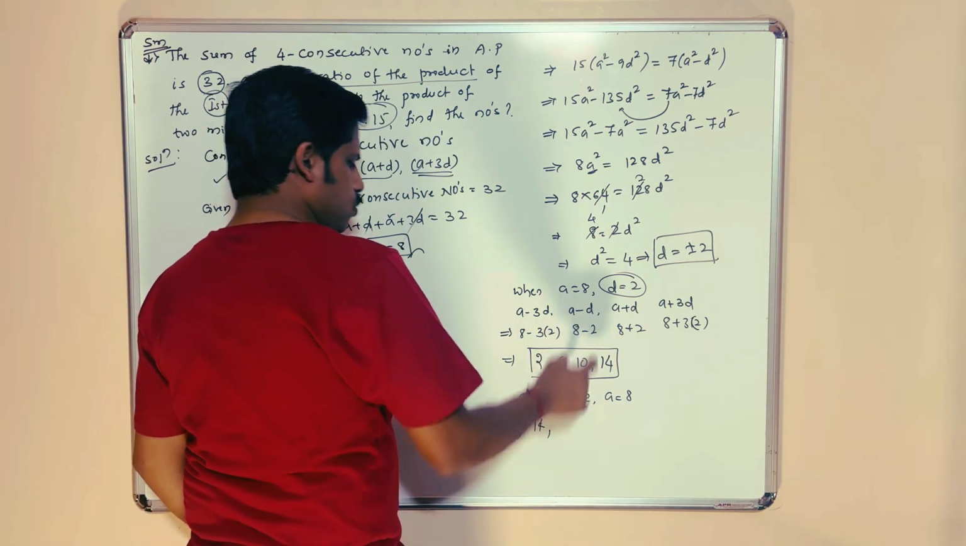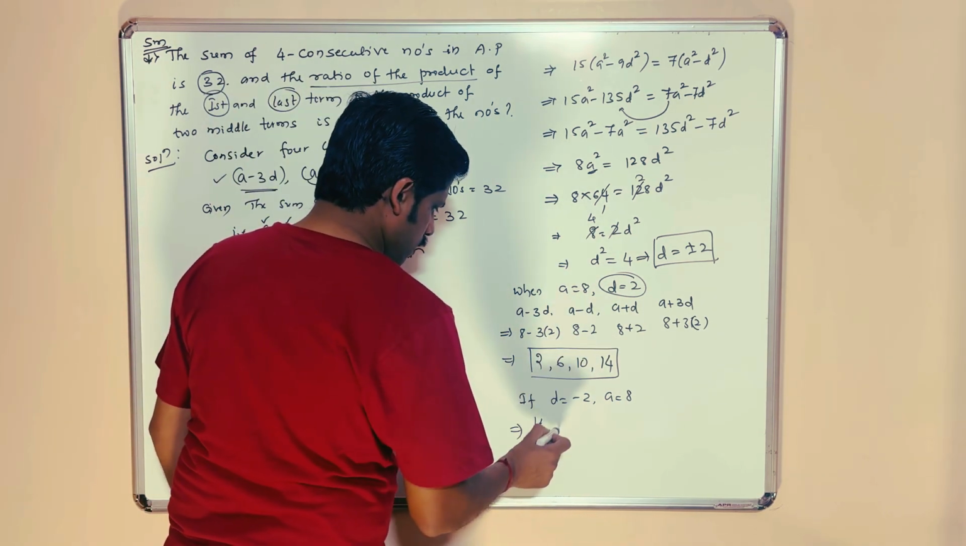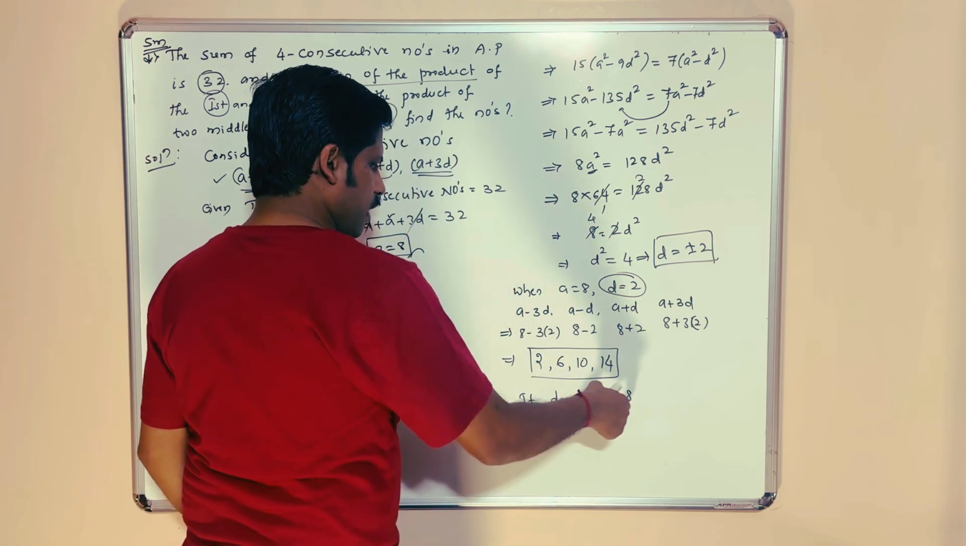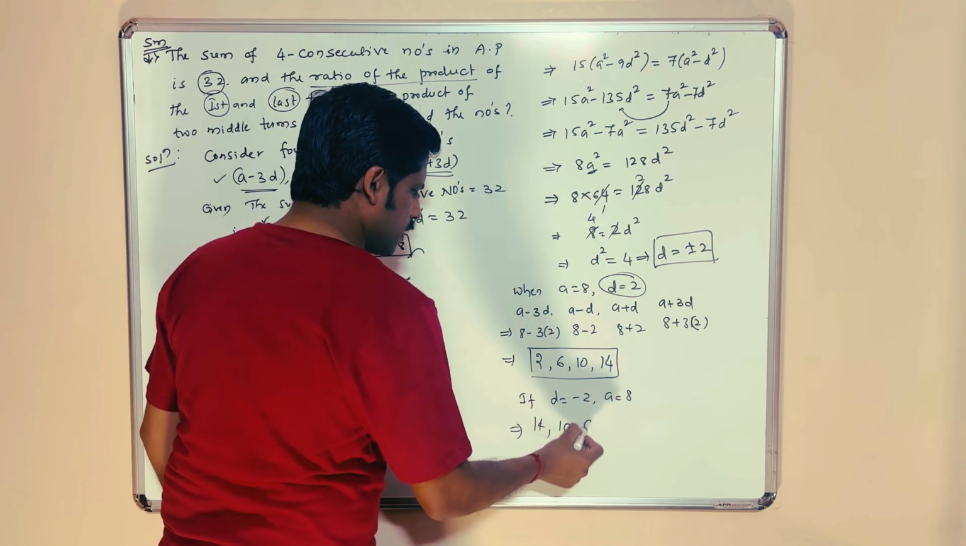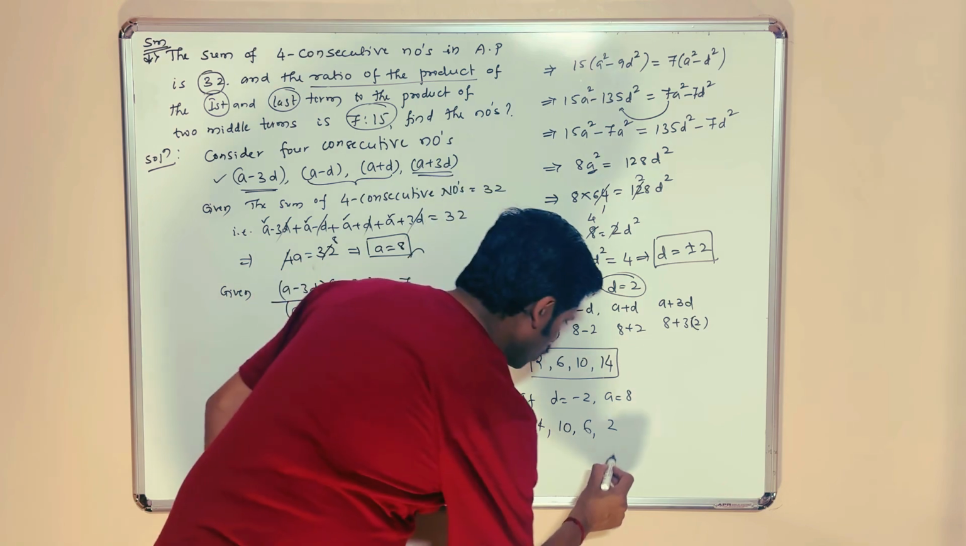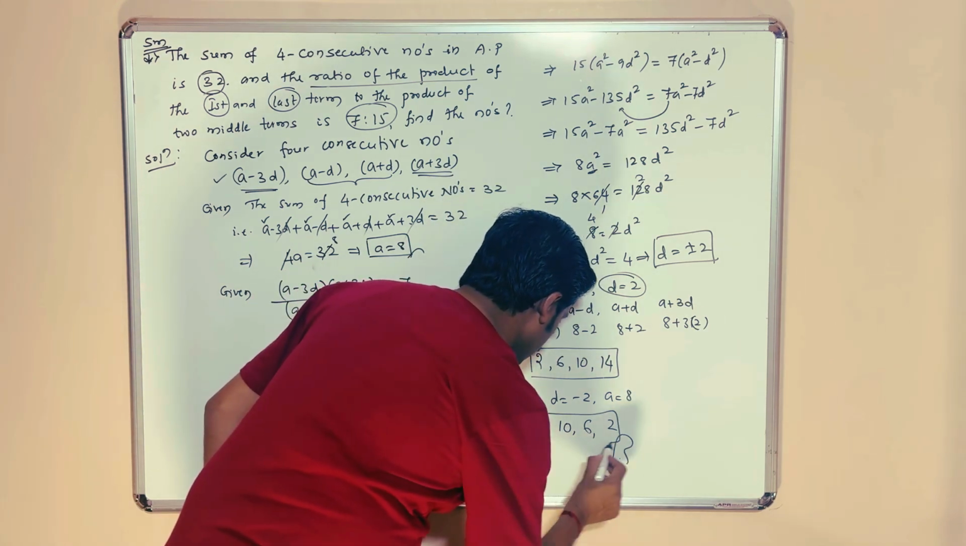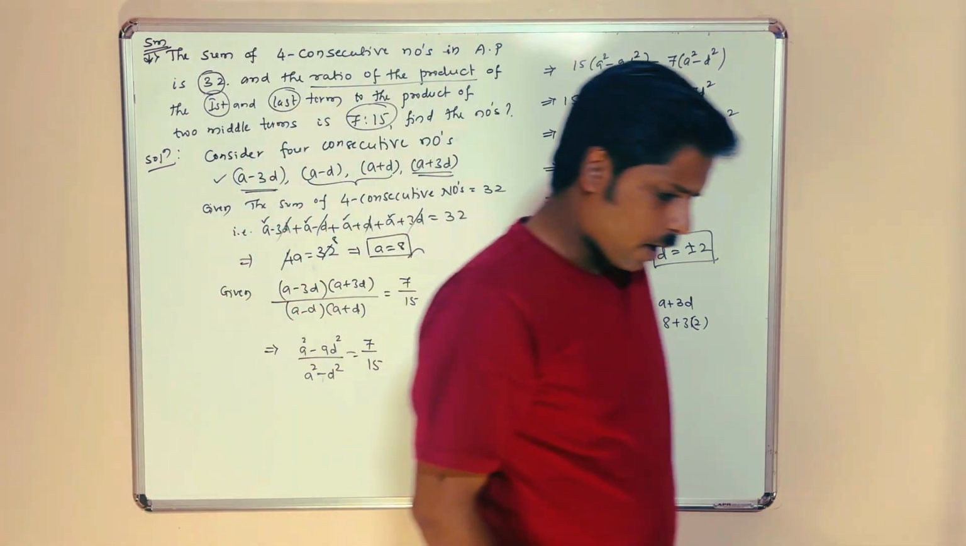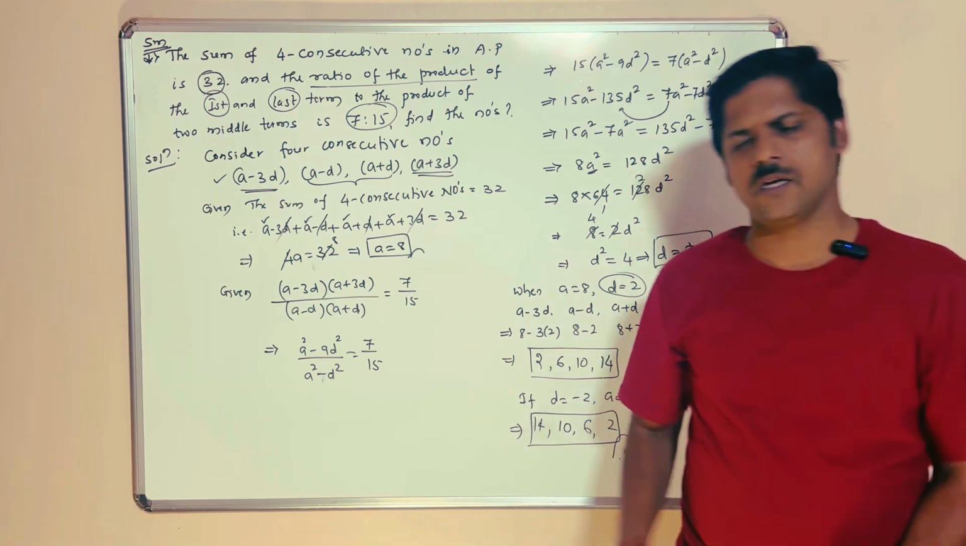Second one. 8 plus 12. So, 8 plus 2 is 10. Reverse order: 14, 10. Next 6. Next 2. These are the required consecutive numbers. Very, very important. 5 marks. Mark it down.